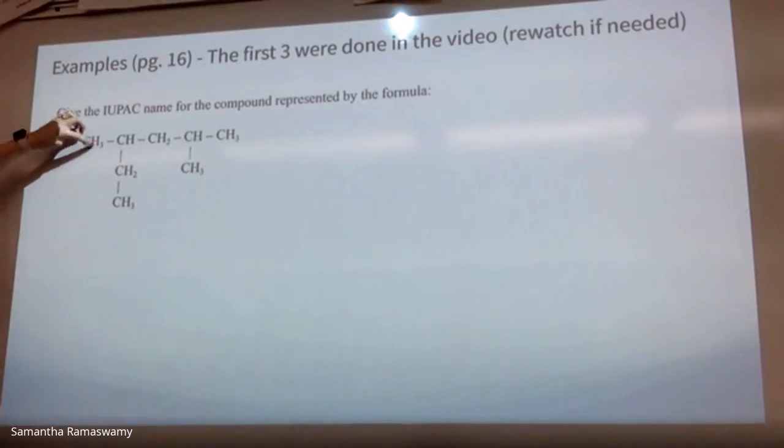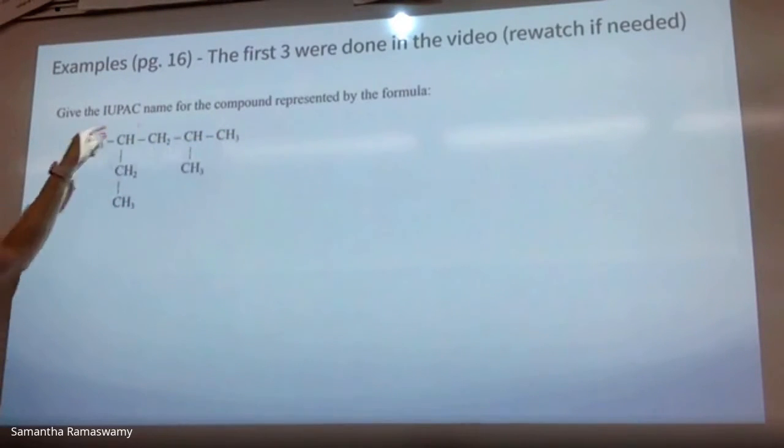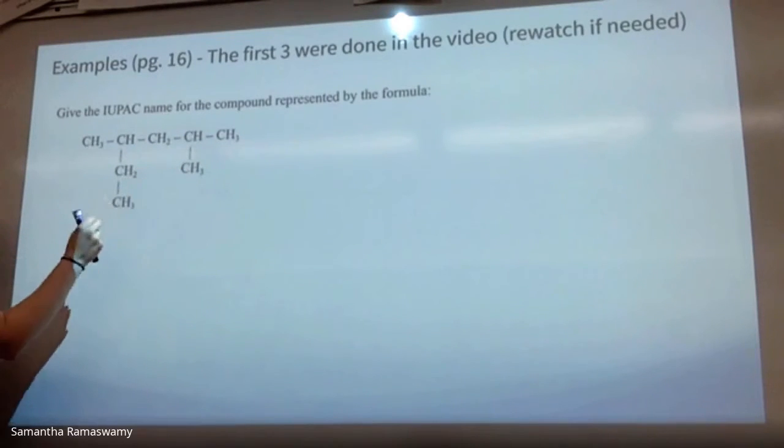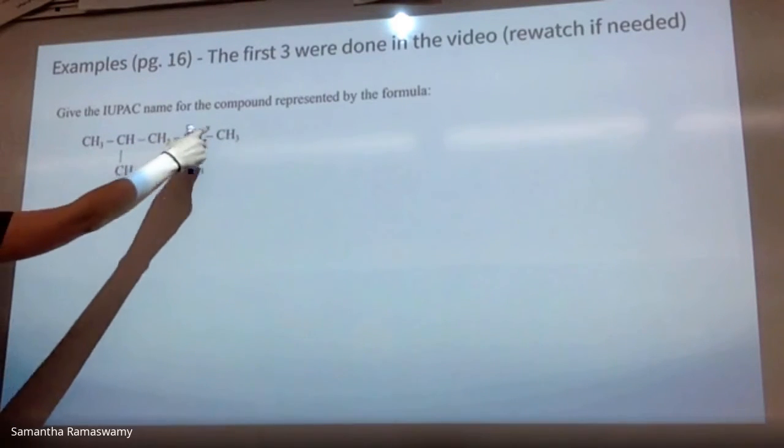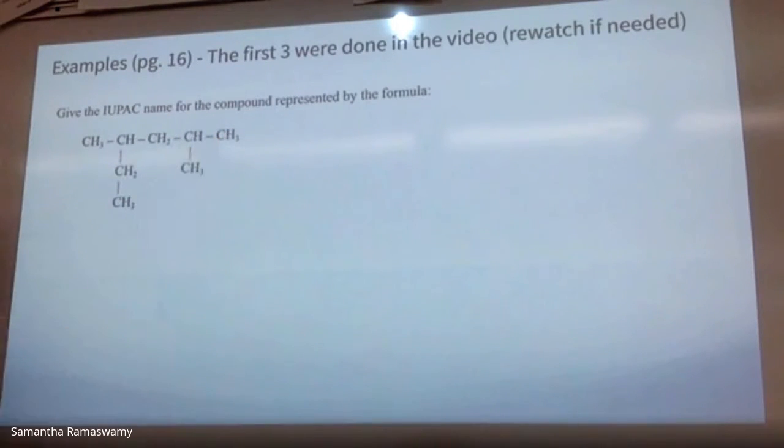So if I start here, 1, 2, 3, 4, 5, right? So there's a 5, 1, 2, 3, 4, 5, 1, 2, 3, 4, 5, 6. All right, so sometimes your longest chain might not be in a straight line. As long as it's a continuous chain of carbons, it might turn.